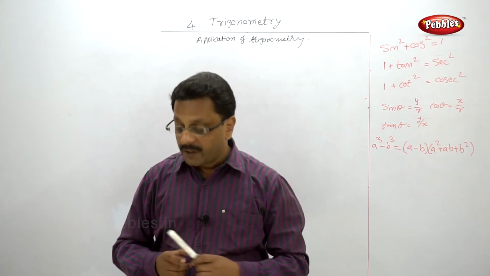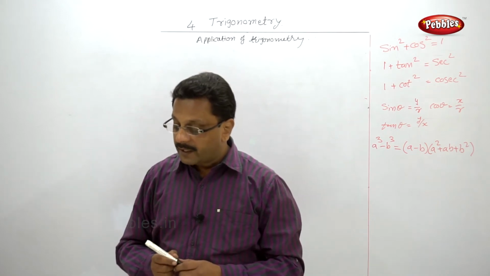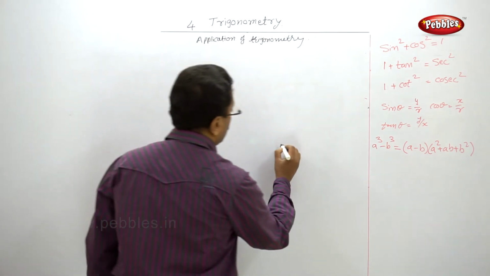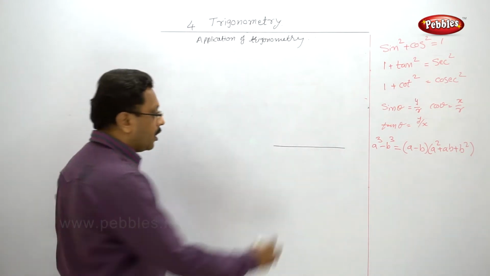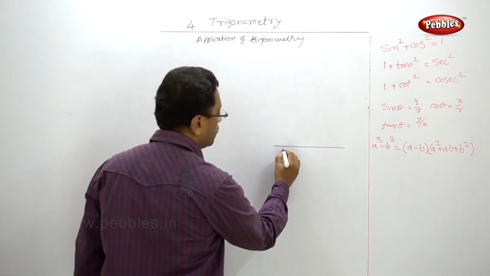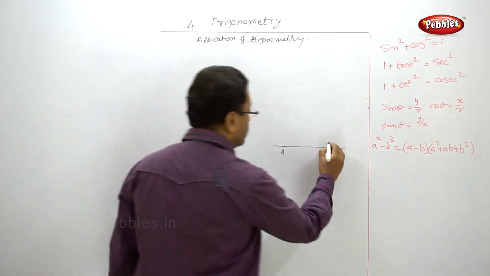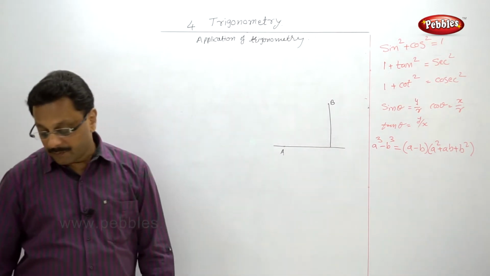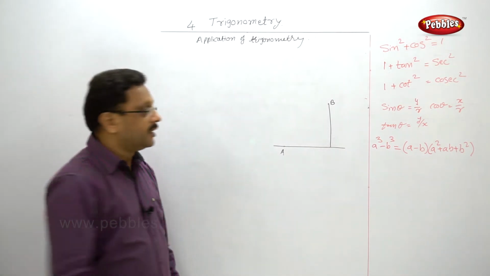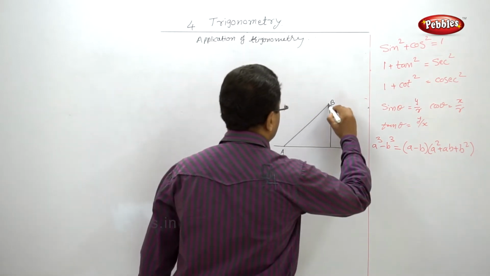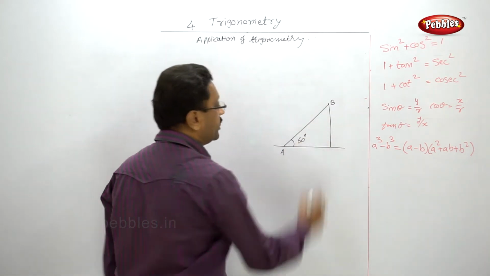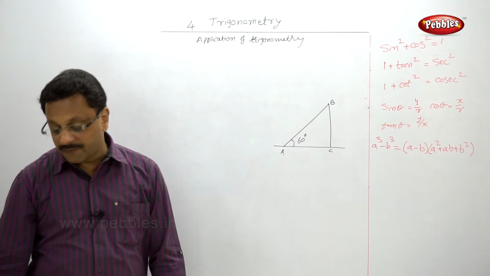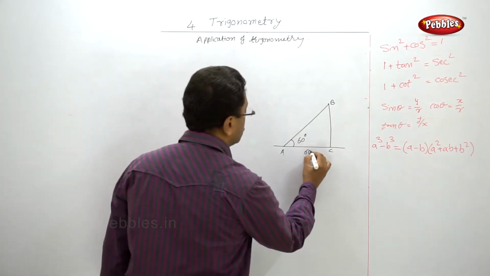Now let us draw the figure first. A boy is standing at a distance of 60 meters from the tree. First of all I will draw a horizontal line. The boy is standing here, let's say point A. The tree is here, let's say point B, the top of the tree. Then he makes an angle of elevation of 60 degrees, so this angle is 60 degrees. Let us take this point as C. And he is standing at a distance of 60 meters from the tree, so this distance is 60 meters.